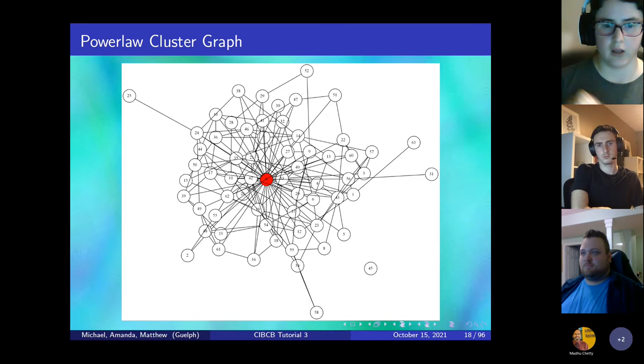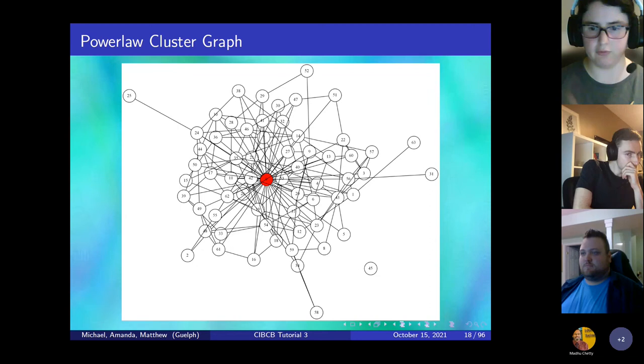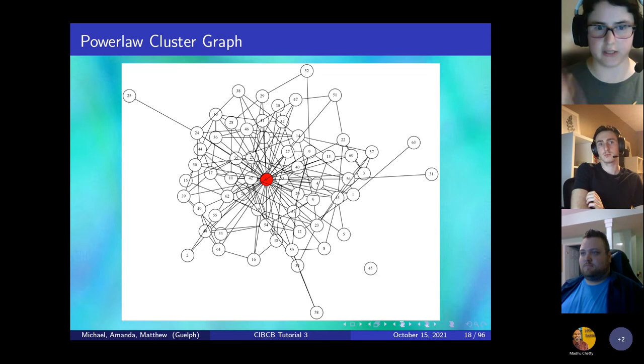This is an example of a power law cluster graph that we generated for this particular tutorial. And as you can see, it does have some nodes that have a very high degree, so they have a lot of neighbors.